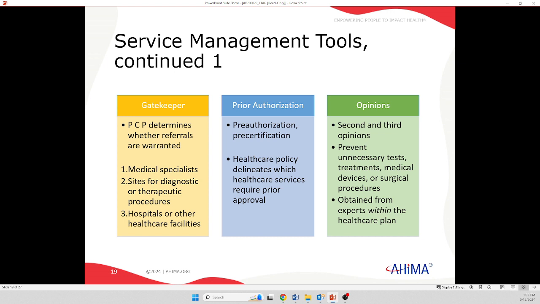There again, the gatekeeper, whether referrals are warranted, that would be a medical specialist, a site, a hospital. They do that prior authorization. The policy delineates which healthcare services are going to require that. Remember, that's going to be in our policy, usually under benefits. Second and third opinions prevent unnecessary tests.